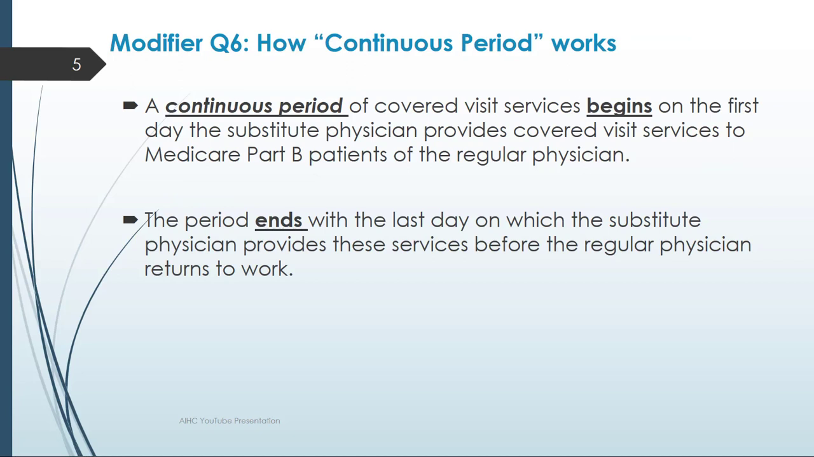A continuous period of covered visit services begins on the first day the substitute physician provides covered visit services to Medicare Part B patients of the regular physician. The period ends with the last day on which the substitute physician provides these services before the regular physician returns back to work. This period continues without interruption on days when no covered visit services are provided to patients on behalf of the regular physician, or when furnished by some other substitute physician on behalf of the regular physician. A new period of covered visits can begin after the regular physician has returned to work.